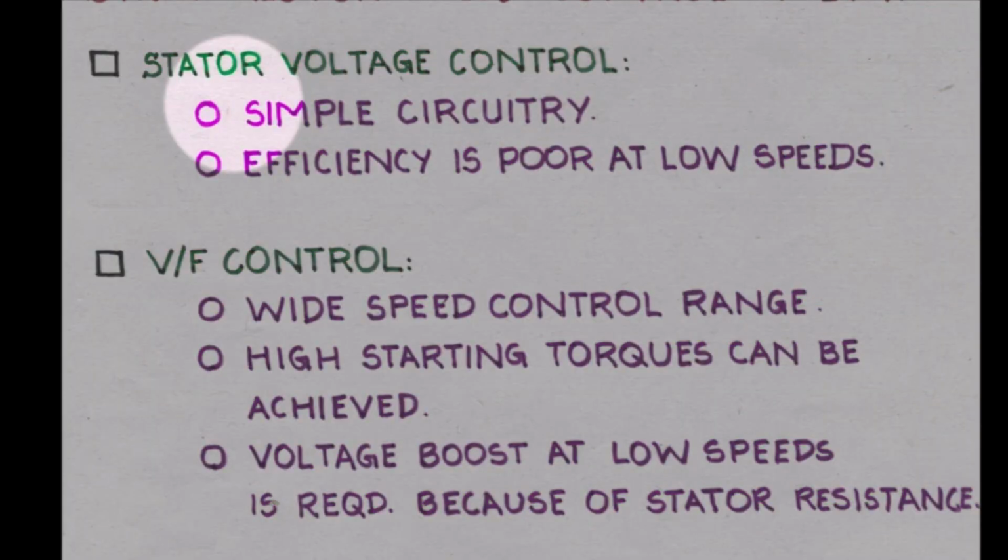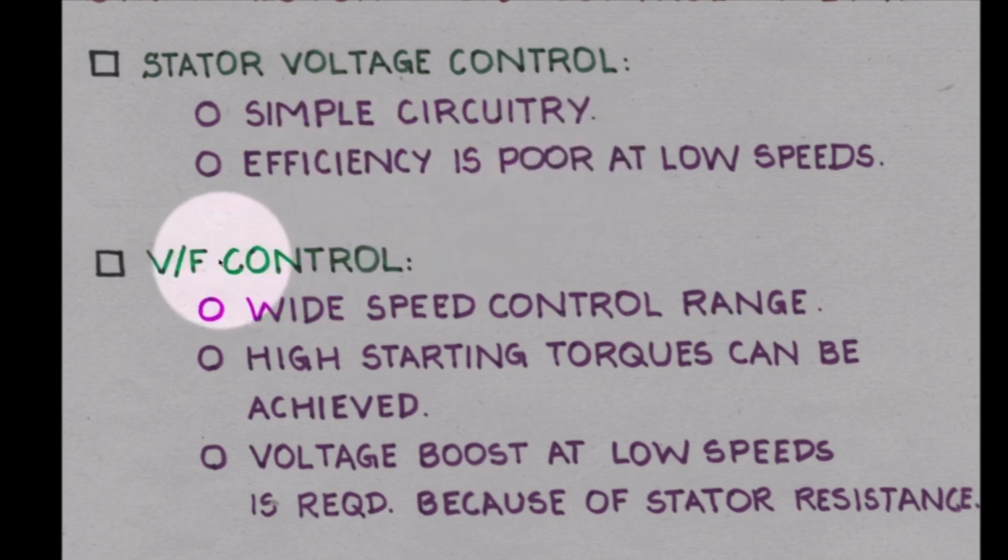There are several strategies for speed control of the induction motor. One is called the stator voltage control, which is the simplest. It's a very simple circuitry. You just change the stator voltage. As you vary the stator voltage, there will be a speed change. However, this is very poor in efficiency and has a very low speed range.